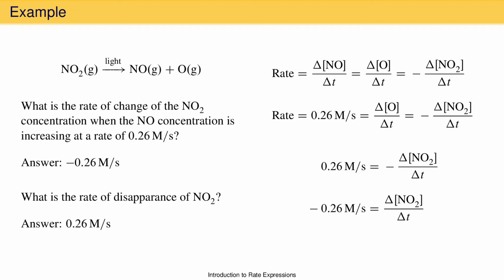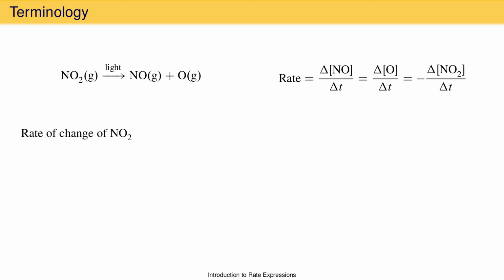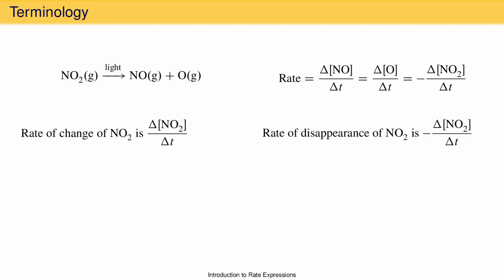Terminology like this is going to be important, so let's see if we can clarify it a bit. For the light-induced decomposition of nitrogen dioxide, we have already written the rate expression several times. We have worked an example in which we solve for the rate of change of the reactant concentration, which is delta NO2 concentration divided by the change in time. For a reactant, this will always be negative. We can also solve for the rate of disappearance of the reactant, which is the negative of delta NO2 concentration divided by the change in time. This will always be a positive quantity. The word disappearance implies the negative.